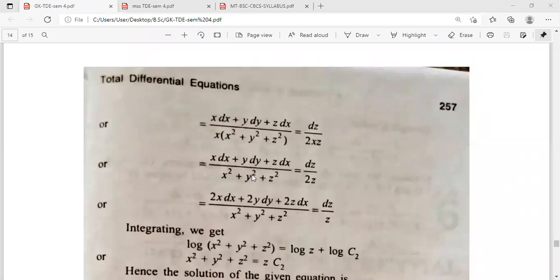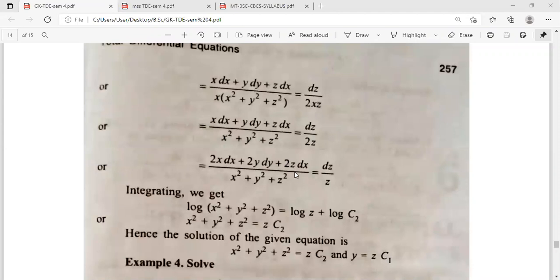Now (x dx plus y dy plus z dz) by (x square plus y square plus z square) is equal to dz by 2z. That means here x is there, 2xz, and this x will cancel, and the remaining thing you are adding here. Now after adding that, you have to integrate. You have the differential. If you take x square plus y square plus z square equal to t, the numerator will become dt.